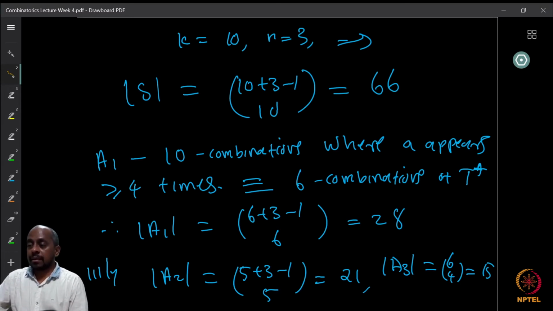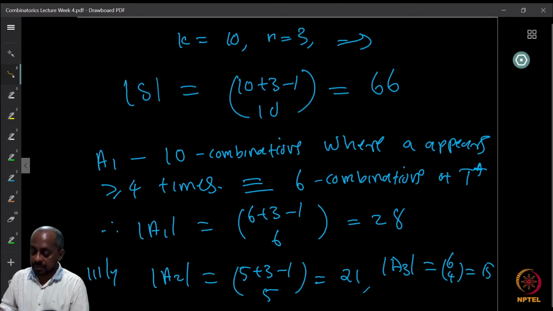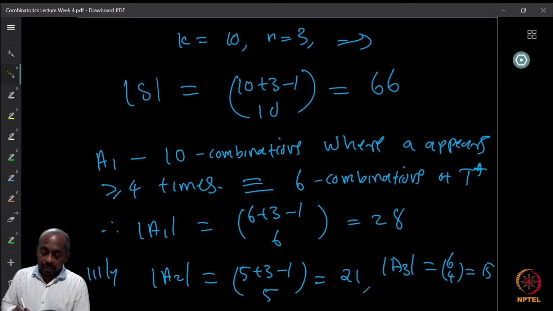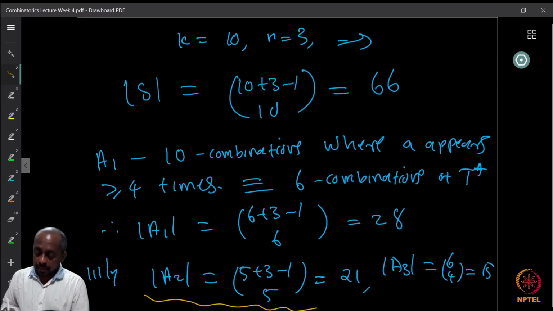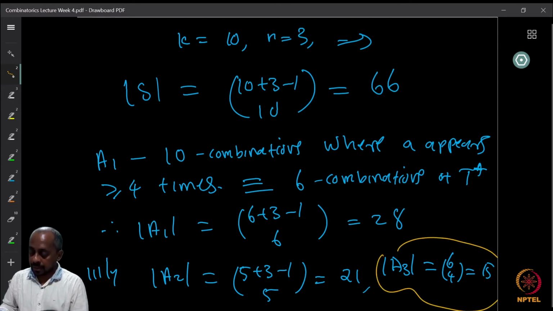So therefore there's a correspondence, and then we can instead count the 6 combinations of T star. But again, counting combinations in T star is very easy, right? We already have the formula. So here k is equal to 6. So therefore we have 6 plus 3 minus 1 choose 6, which is 28. So similarly, you can calculate for A2, which will be 21, and A3 choose 4 is equal to 15. So these numbers we can calculate.